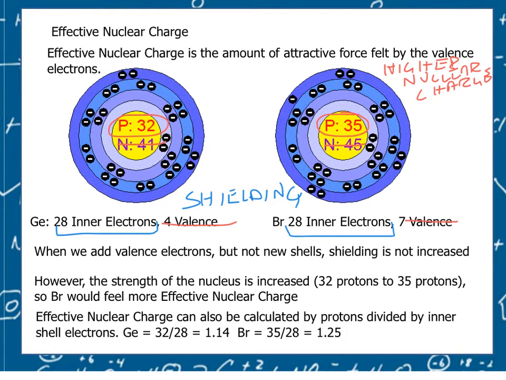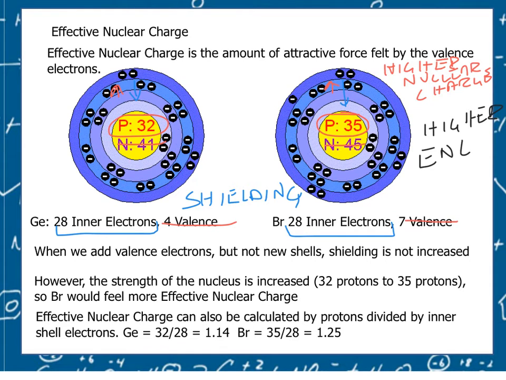So the net force is going to increase as we go right because we're keeping the same repulsive force but adding a greater attractive force. If I made this sort of free body diagram style, I would have a bigger attractive force for bromine with equivalent repulsive forces. So bromine would have a higher effective nuclear charge. Effective nuclear charge is increasing as we go right.